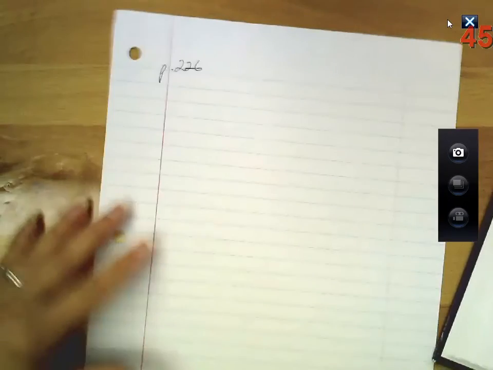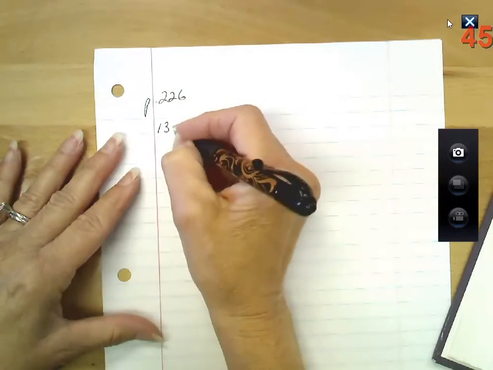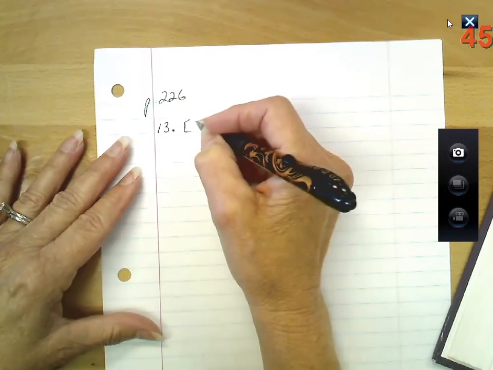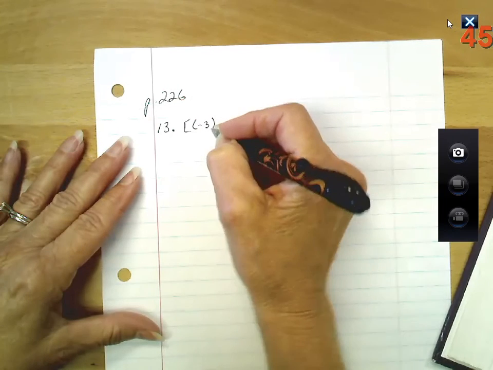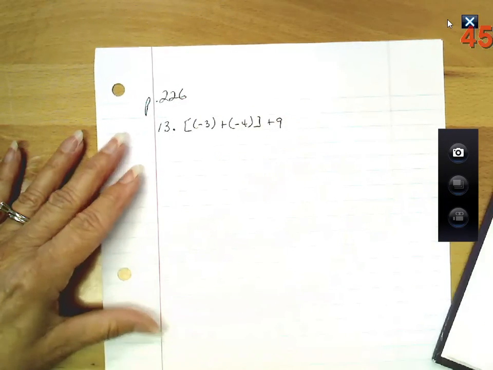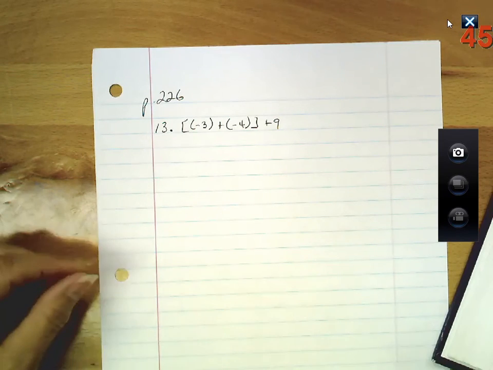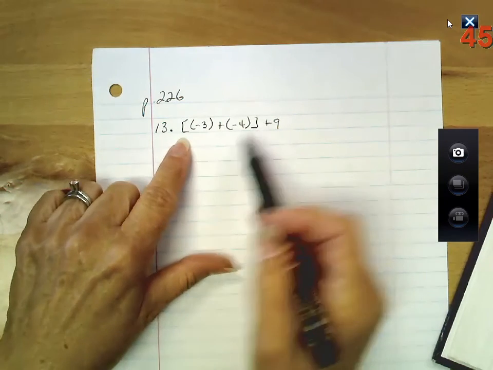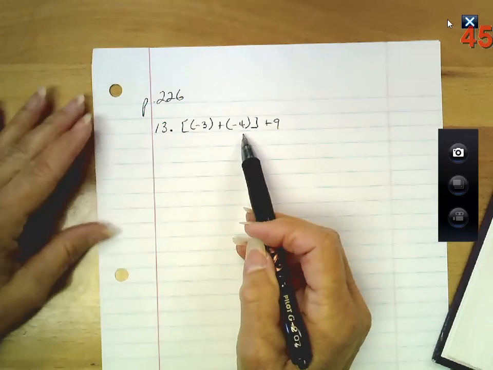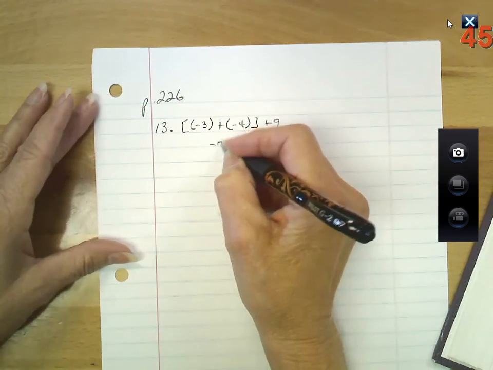It says, evaluate these expressions. Let's look at number 13. There's number 13, and it looks terrible. It's all long, but if you go through your order of operations, it's not bad. Inside your parentheses, you have a negative 3 plus a negative 4, which is negative 7.